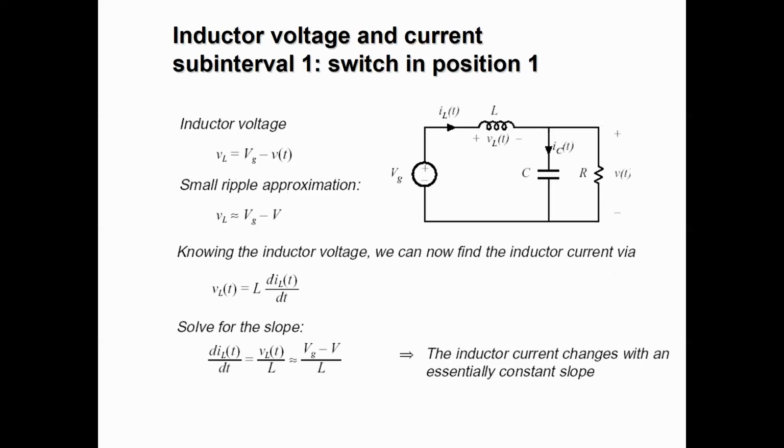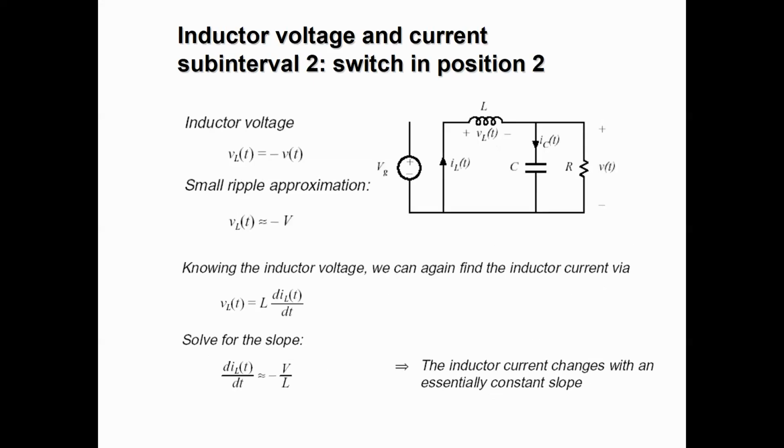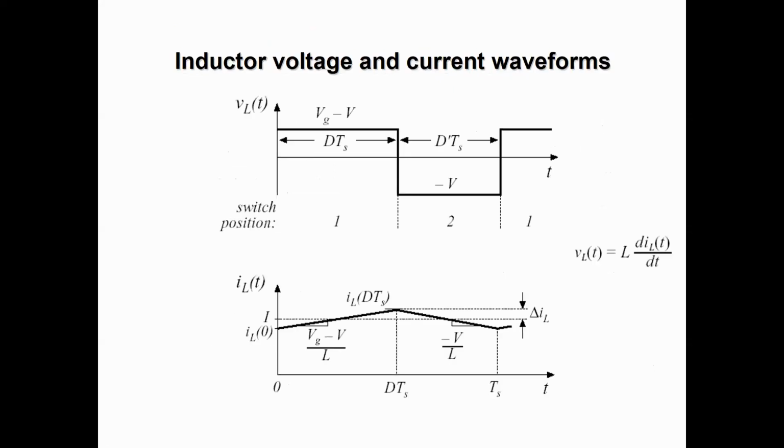Now what we will do is draw its waveform. When the switch is connected at position 1, the time was 0 to dTs. So what is the waveform of the inductor current? And when the switch is connected at position 2, from dTs to Ts, what is the inductor current waveform? From the inductor current waveform, we can know the behavior, and after that we can apply the Fourier series on that waveform. So this is actually the waveform.